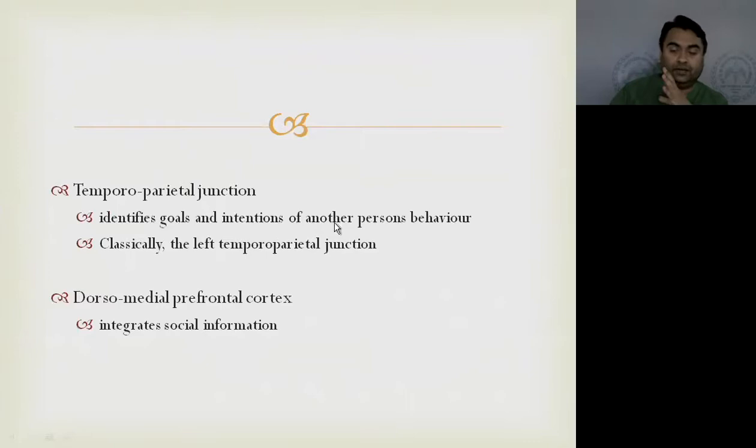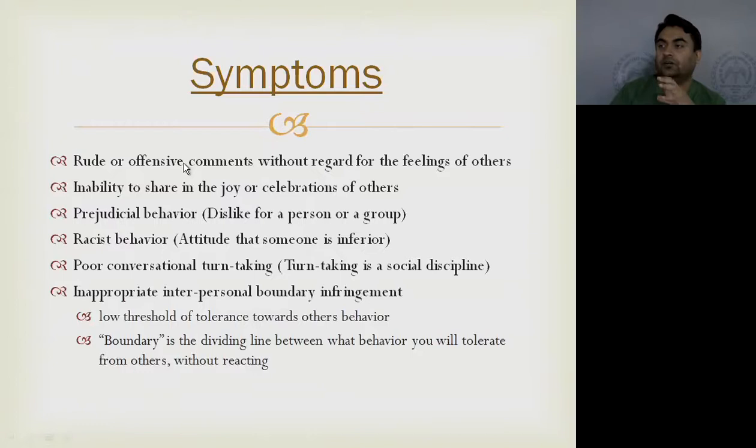Classically, it is associated with the left, but there are studies coming up showing that it is activated on imaging on the right side as well. The dorsomedial prefrontal cortex integrates social information. What are the symptoms when there is a defect or a deficit in this area?